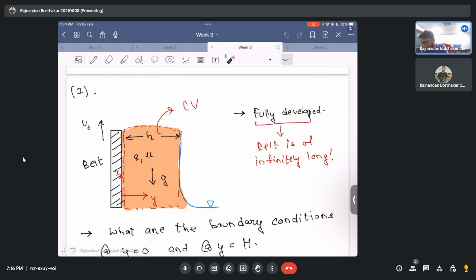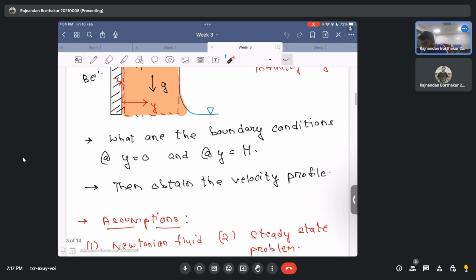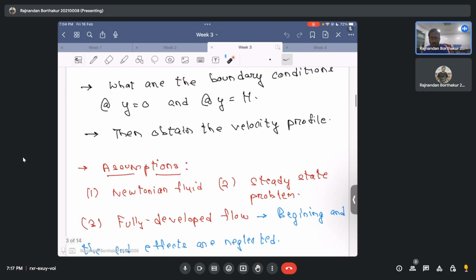keeping in mind the assumption that the flow is fully developed, which we said is attributed to the fact that the belt is infinitely long and we are neglecting the beginning and the end effects of the belt. So the idea is that we consider the belt to be infinitely long, and we are just looking at the middle portion here, which is the fully developed assumption.